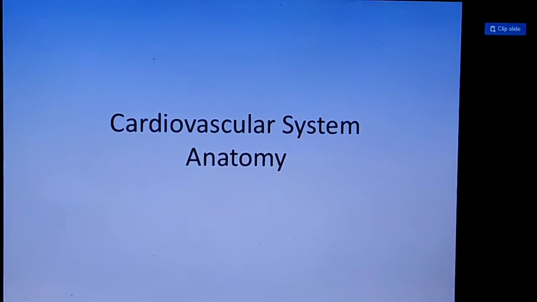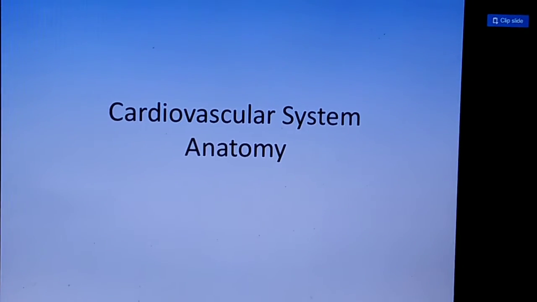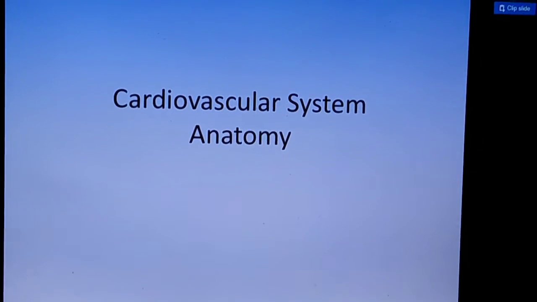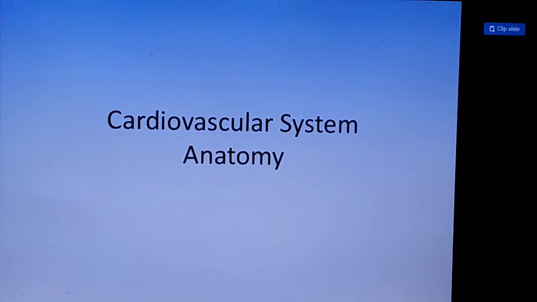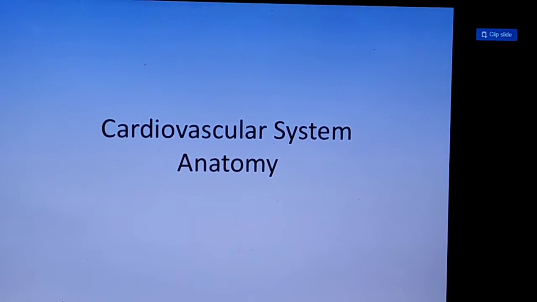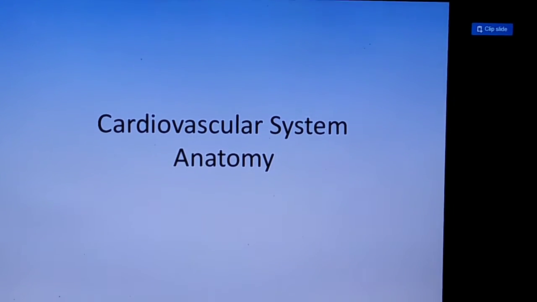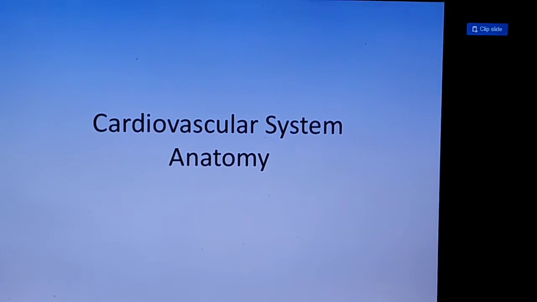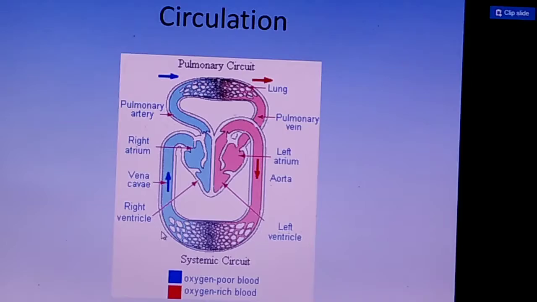So in today's class I'm going to discuss the anatomy of the cardiovascular system. Here we will discuss the pulmonary and systemic circulation, then the anatomical features of the heart. So let's start with the circulation.